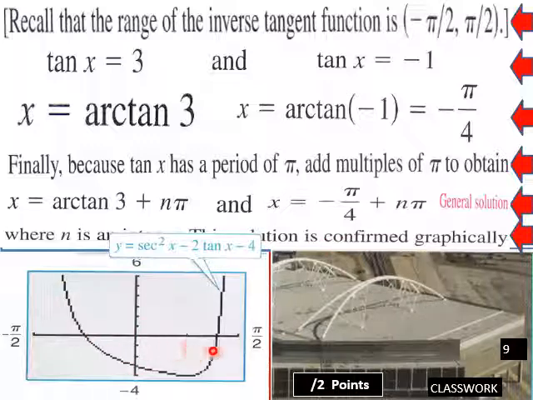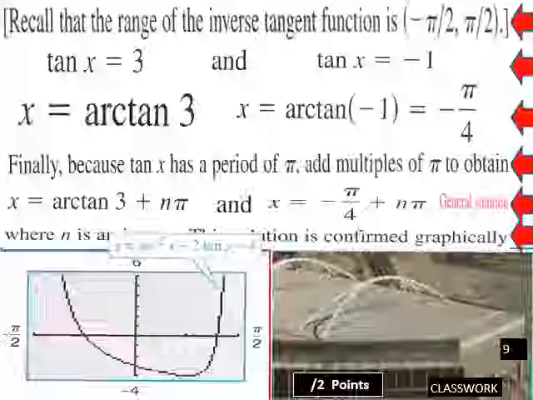So here is your graph, and then these will be your x intercepts here at arctan 3 plus n pi, tan x equals 3. See, negative pi over 4 would be here, and then over here, this would be arctan 3 plus n pi. So this would be negative pi over 4 plus n pi. So this would be 3 pi over 4 over here, that intercept there.